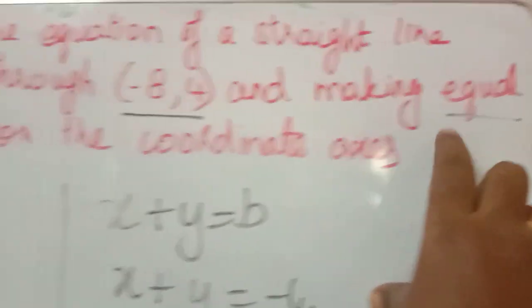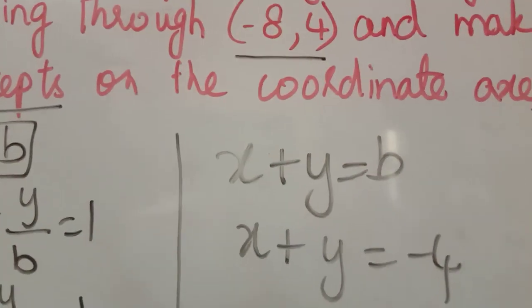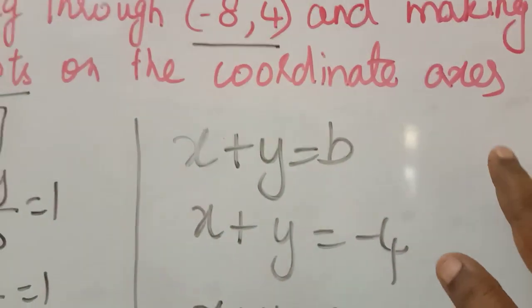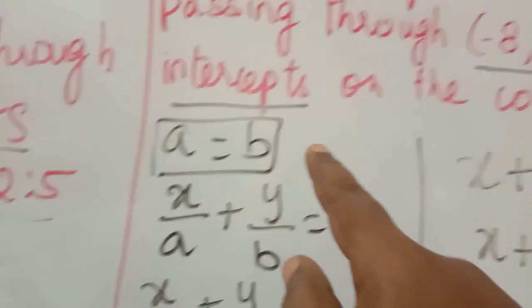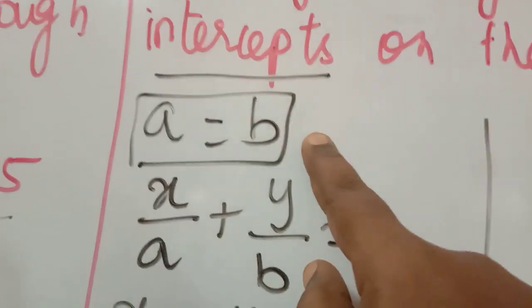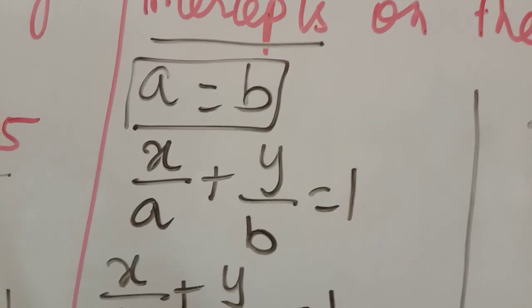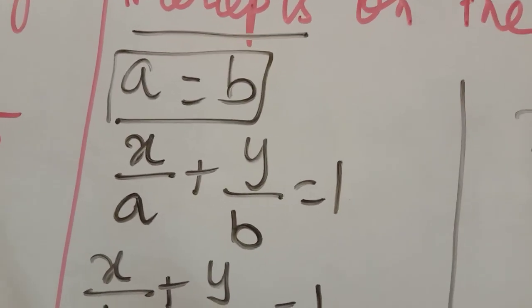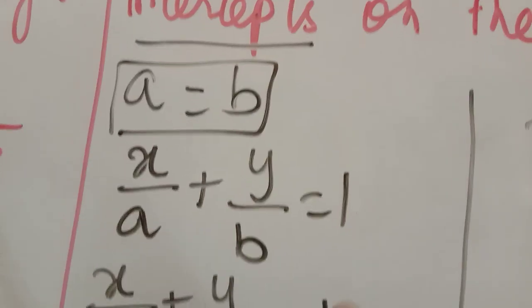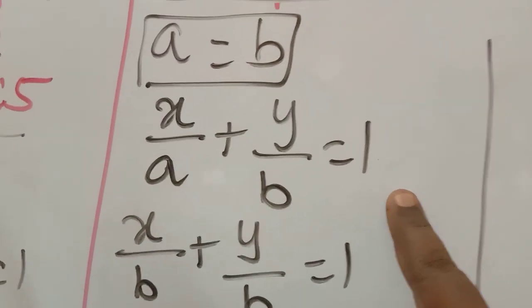Here the line makes equal intercepts, so the x-intercept and y-intercept are equal, as given on the coordinate axis. So what is the condition? Equal intercepts, a and b are equal, a is equal to b. So the first step, as I said, is to find the value of a in terms of b, or the value of b in terms of a. Now x by a plus y by b is equal to 1.